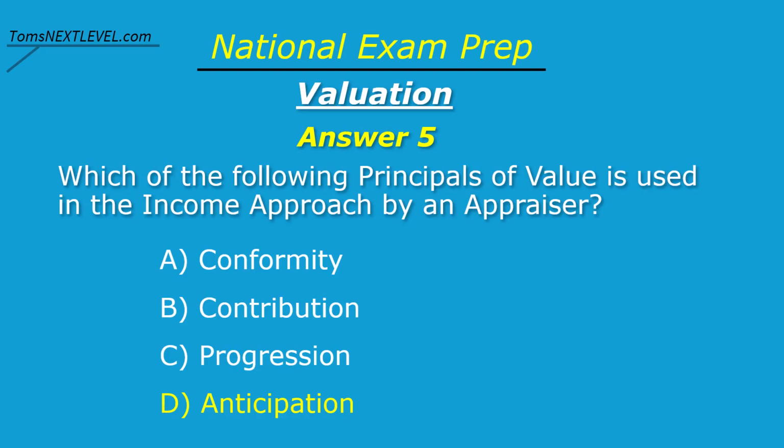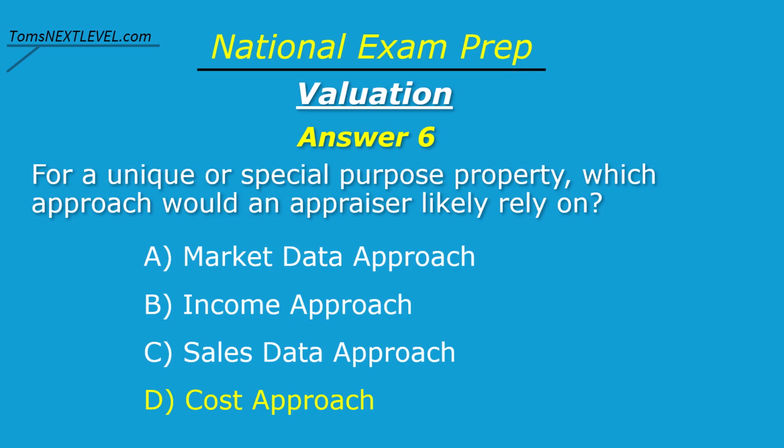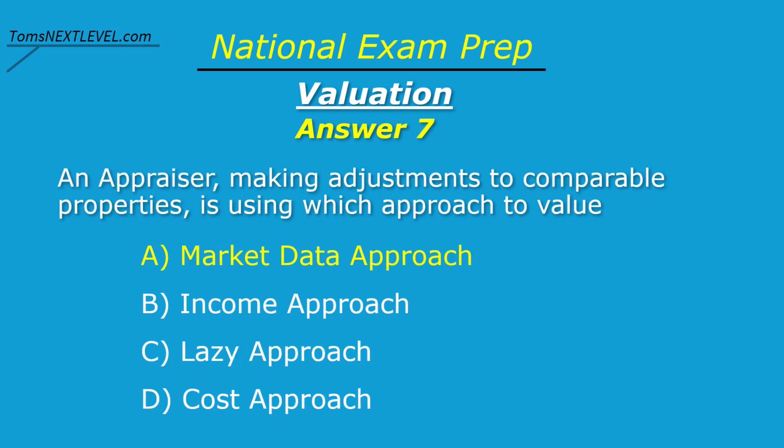6, the answer is the cost approach, letter D. The key word associations you want to look for in every question are, in this case, unique or special purpose properties. Each approach to value has key words associated with it. It's a good way to study those. The answer to 7 is market data approach, letter A. Once again, we have keywords in the question relating to one of the approaches to value. Here the keywords are an appraiser making adjustments to comparable properties.